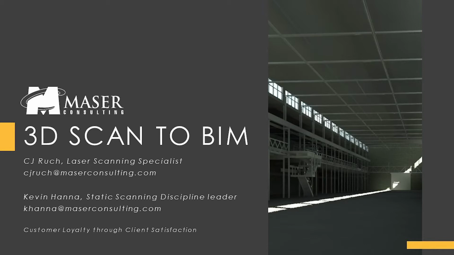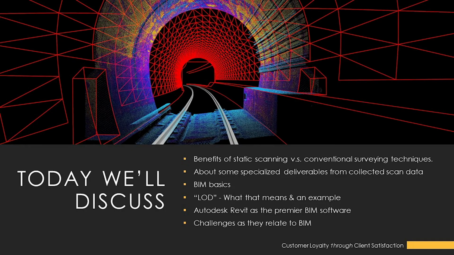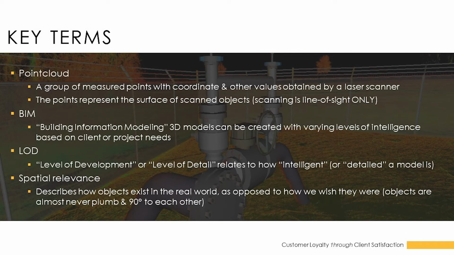So we're here today to talk a little bit about 3D scan to BIM and the benefits thereof. Today we're going to discuss a lot of different things, but specifically the benefits of static scanning versus conventional methods. We're going to talk about some specialized deliverables from collected scan data, BIM basics, LOD or level of development, what that means, and we're going to go through an example. We're also going to talk about Autodesk Revit as the premier BIM software and challenges as they relate to BIM and Revit.